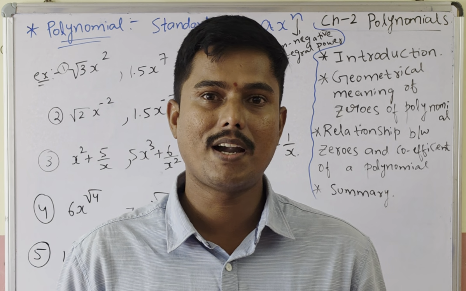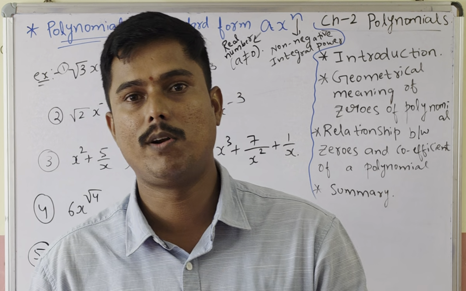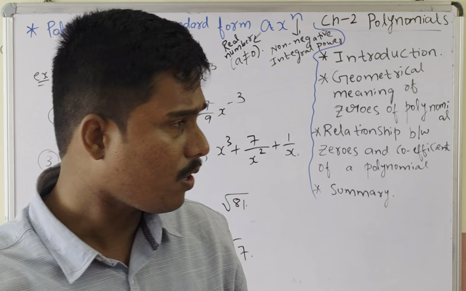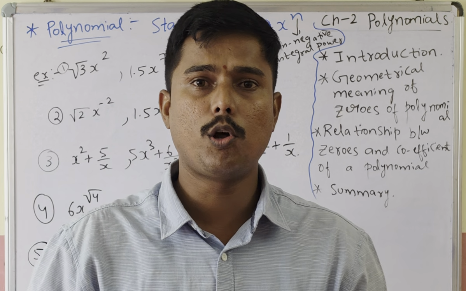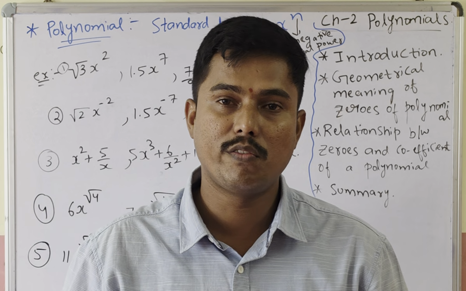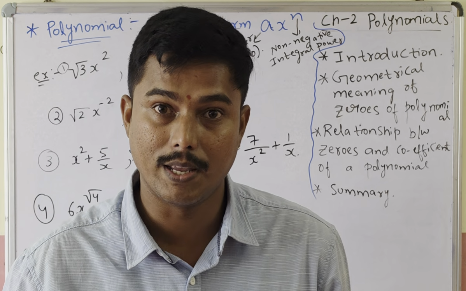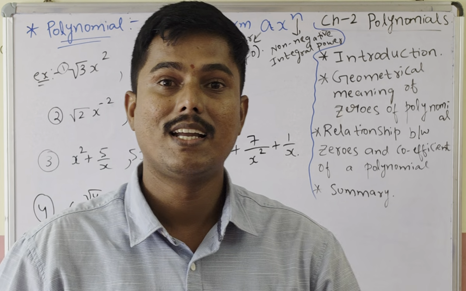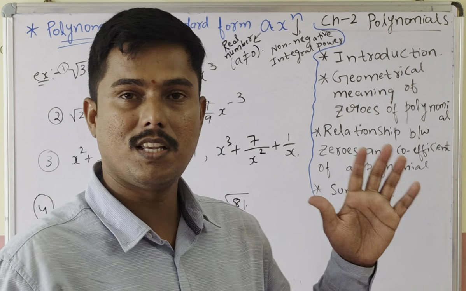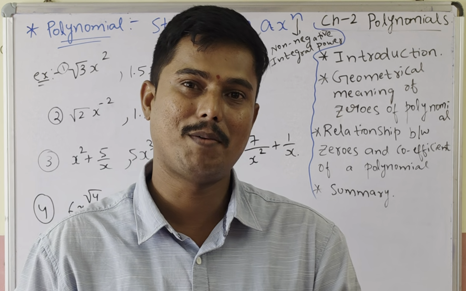So what is the polynomial standard form? It will be in the form of ax^n, where a is a real number and not equal to 0, and the power of x should be a non-negative integral power. What are we going to see in this chapter? First the introduction, then the geometrical meaning of zeros, what zeros mean, then the relationship between the zeros and coefficients of polynomials, and the summary of the chapter. In 4 to 5 videos we are going to complete this chapter.